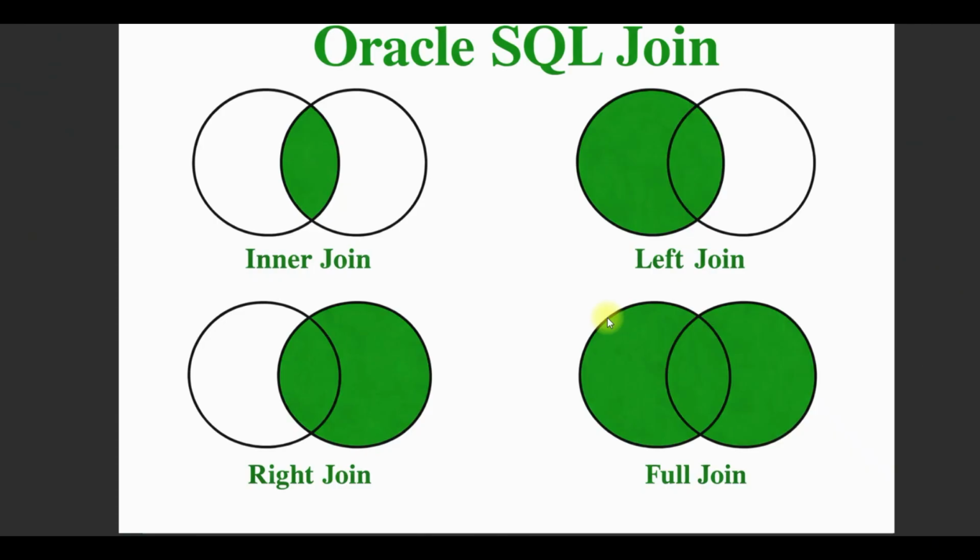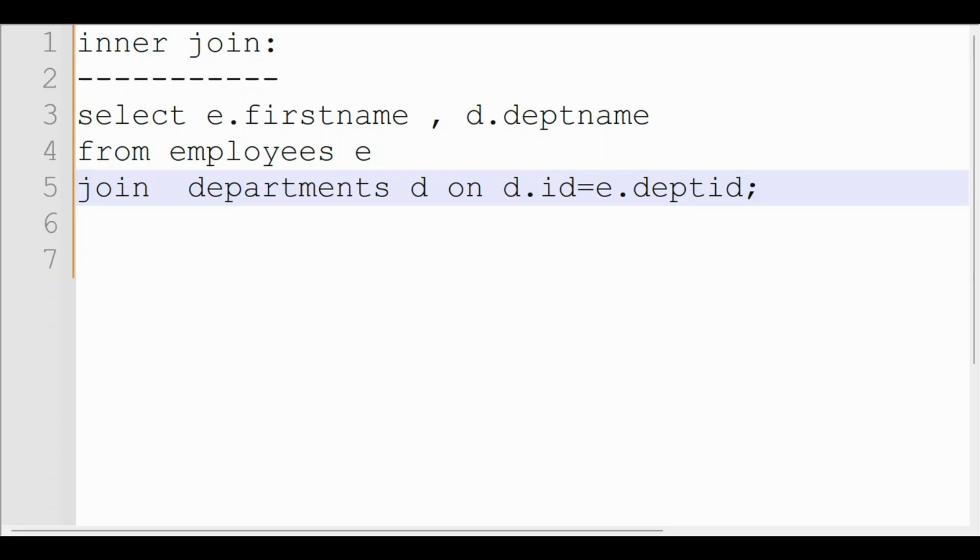Now, what is left join? Left join returns all rows from the left table and matched rows from the right table. So it brings all the rows from the left table and matched rows from the right table. That is called left join. Let us see our example.